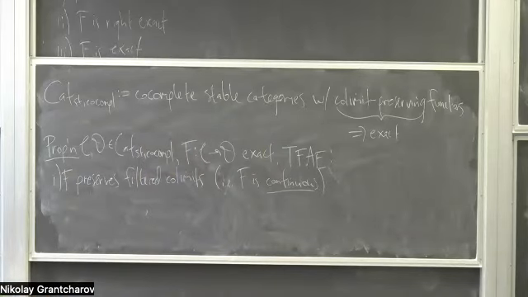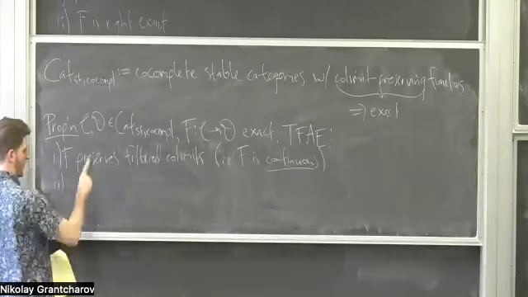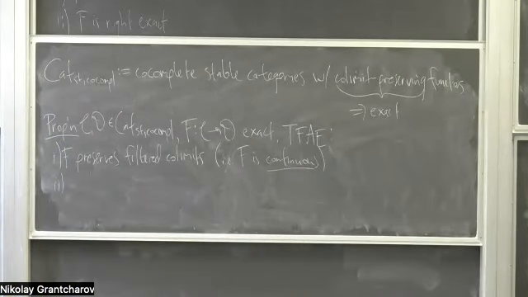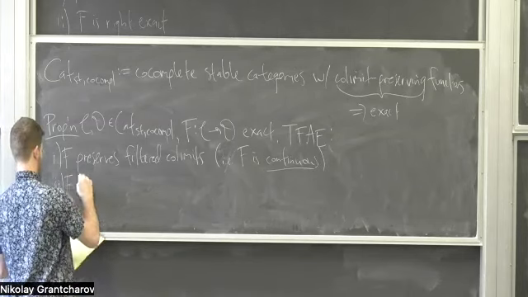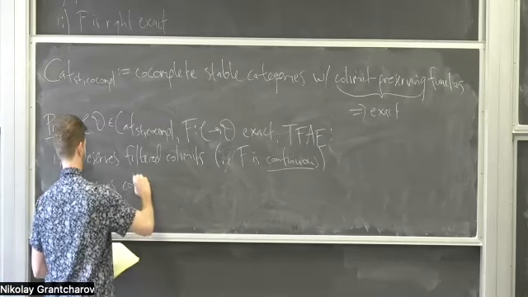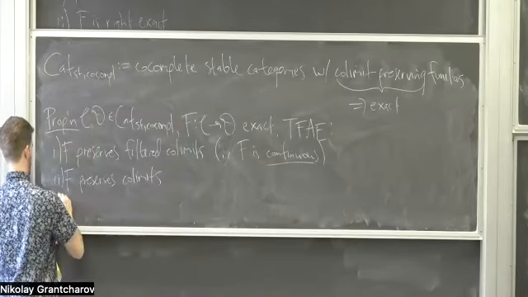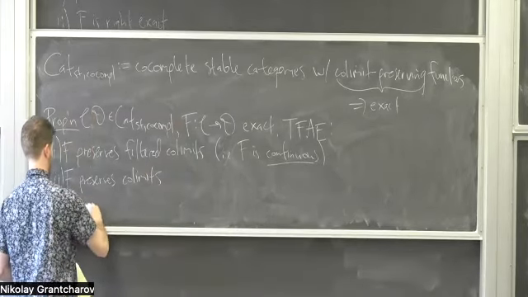Correct. The general definition of continuity is preserving filtered colimits. Condition 2, and filtered colimit, by the way, means the same thing as in an ordinary category: filtered, and ordinary category, is the diagram. Condition 2 is that F preserves all colimits. The third condition is that F preserves Rex.